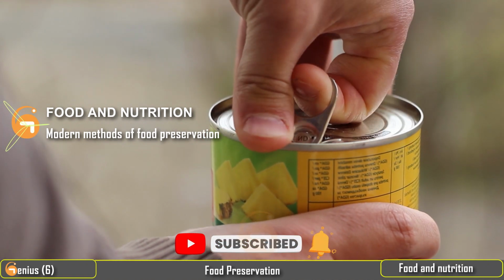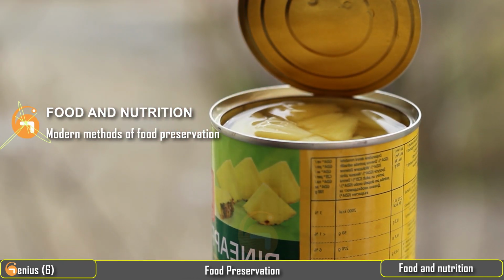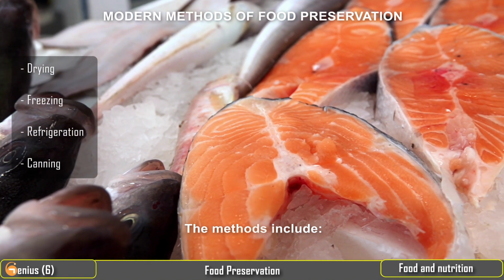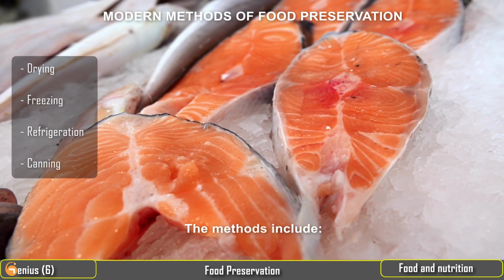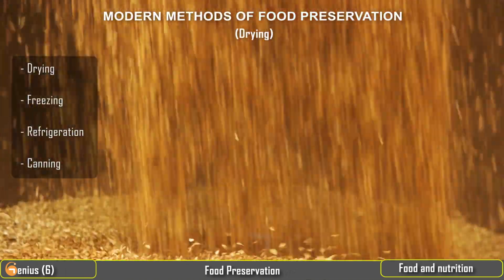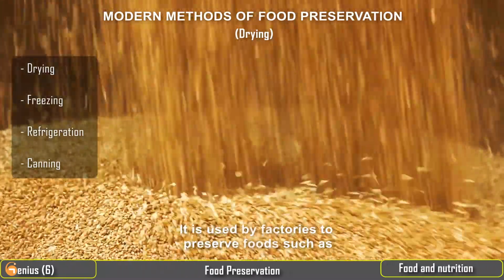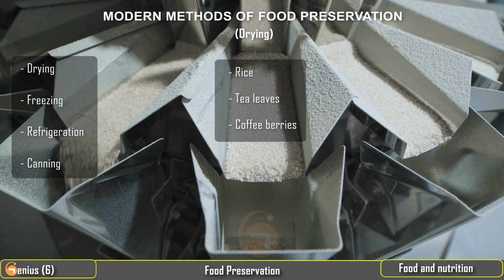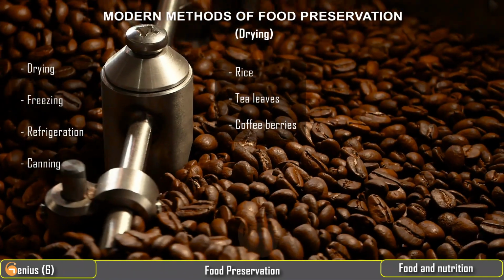Modern methods of food preservation. The methods include drying, freezing, refrigeration, canning. Drying. It is used by factories to preserve food such as rice, tea leaves, coffee berries.